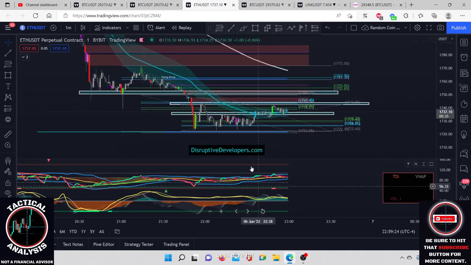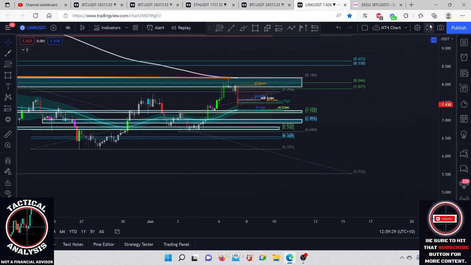Check part 3. Money flows in the green. We see the money flow coming back into the green. There's your link.